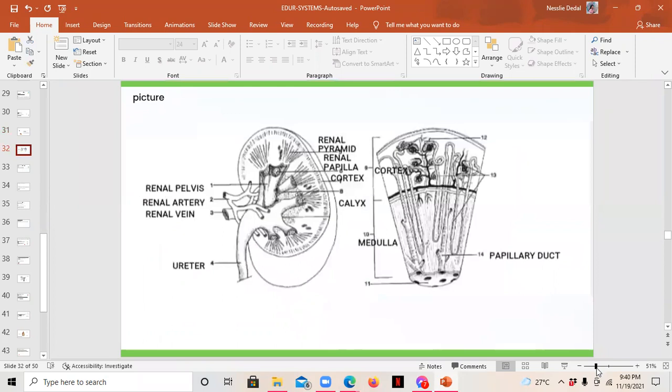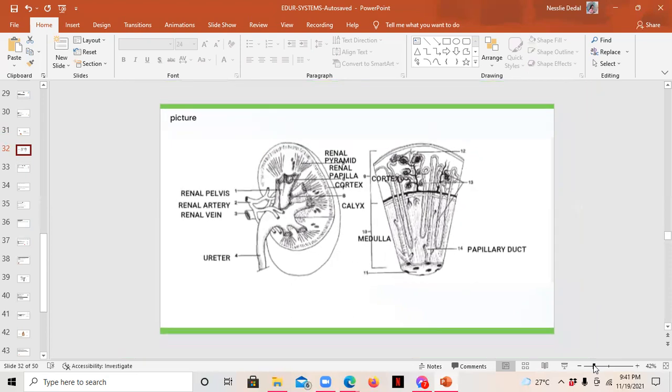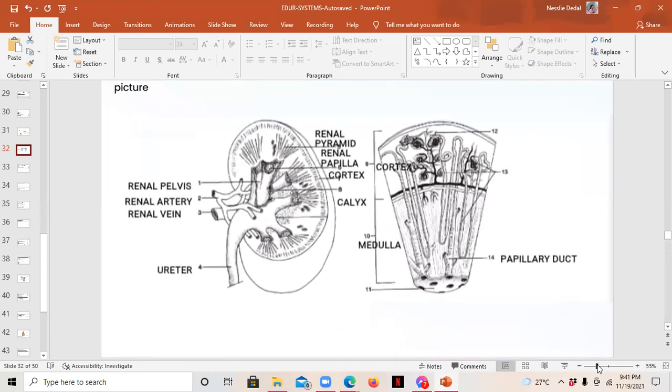Next reporter is Christine. The following diagram depicts the frontal section of a kidney and a magnified wedge of kidney tissue. In the first diagram, our answers are renal pelvis, renal artery, renal vein, ureter, renal pyramid, renal papilla, cortex, and calyx. For the second diagram, our answers are cortex, medulla, and papillary duct. Next slide, please.